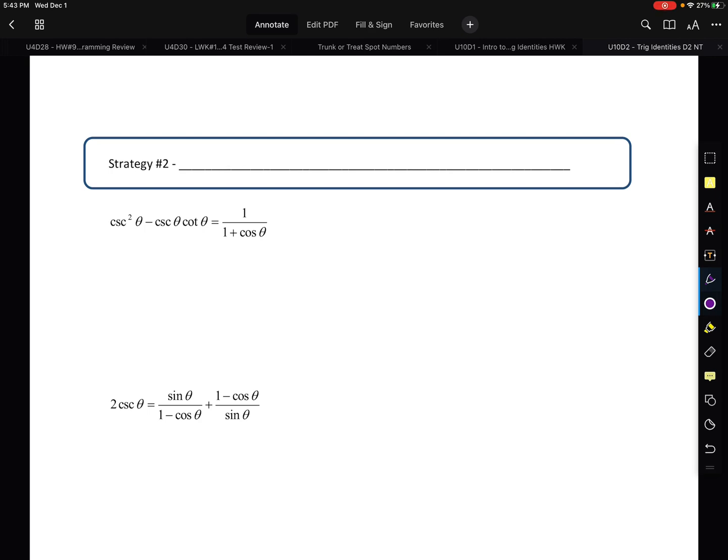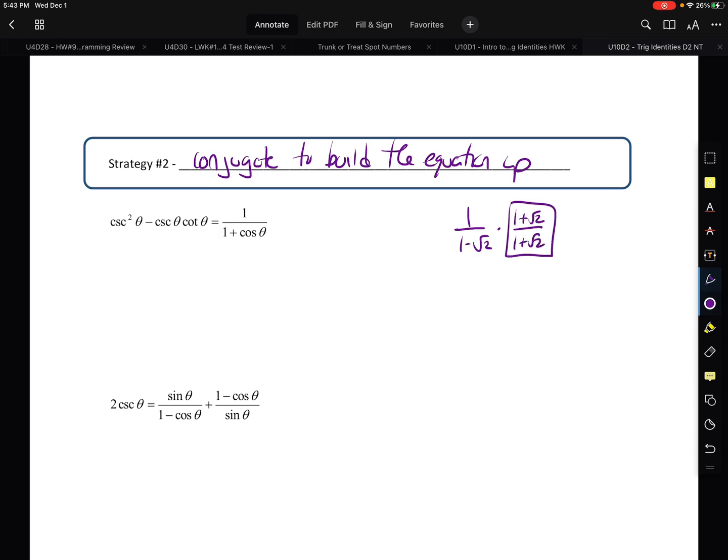I promise. So our second rule is use the conjugate to build the equation up. So what is the conjugate? The conjugate came into play when we had things like 1 over 1 minus rad 2. The conjugate was multiplying by 1 plus rad 2 over 1 plus rad 2. That's the conjugate. And all we do with the conjugate is just change that middle sign.